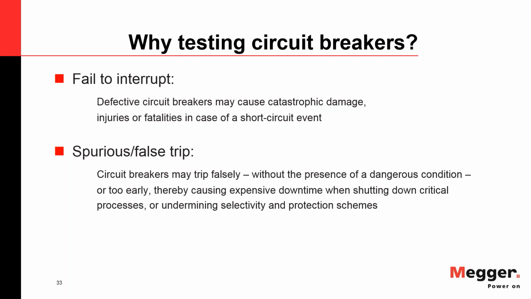Another application would be a conveyor belt, that shuts down the entire production line because of a spurious or an incorrect trip. So it's also very important that the circuit breaker is not tripping too early. So quite the opposite from a high current fault.